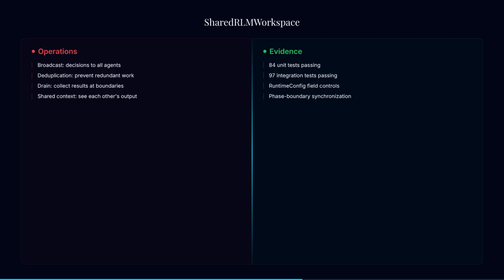On the right, the evidence: 84 unit tests passing, 97 integration tests passing, runtime config field controls for fine-grained configuration, and phase boundary synchronization ensuring clean handoffs between pipeline stages.